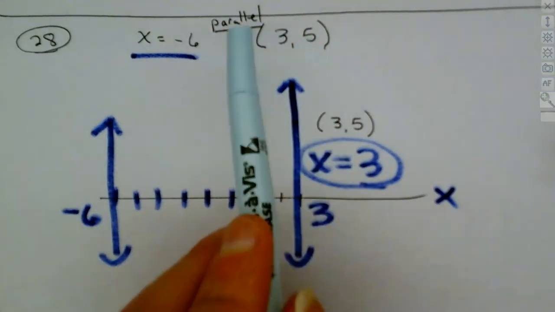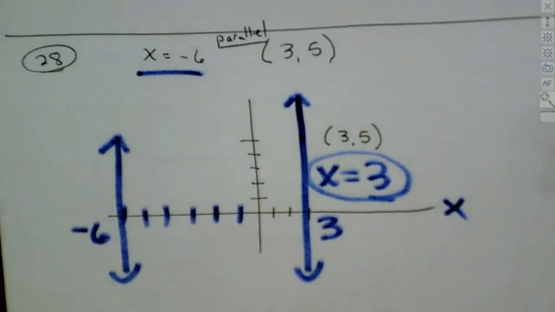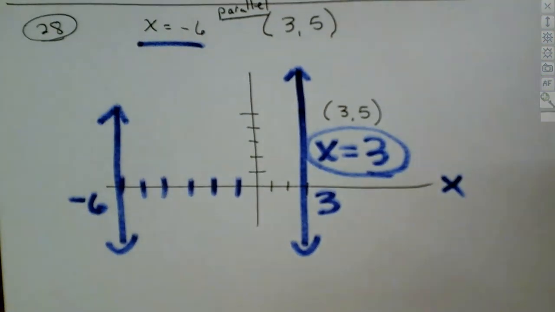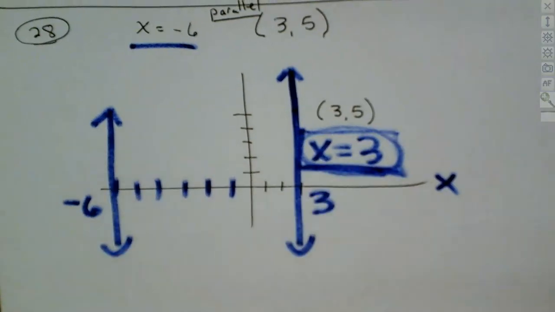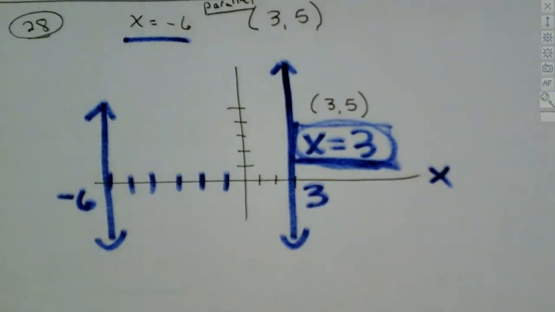So watch the wording. If it's parallel, parallel means the same. Same slope. Perpendicular means the opposite reciprocal, negative reciprocal. So the answer would be 3? Yes, all I'm looking for here is x equals 3. Make sure it's x equals 3. I did that one graphically. You don't have to do it graphically. The only reason I did it graphically is so you can fully understand what's happening and the concepts. That way you're not just memorizing things.